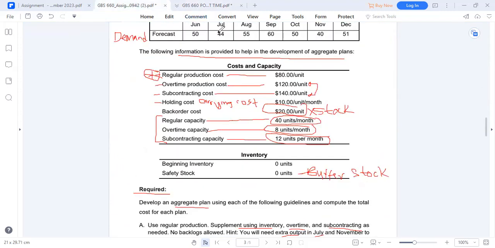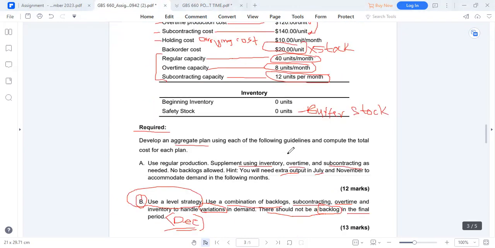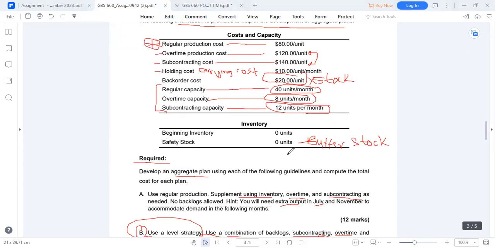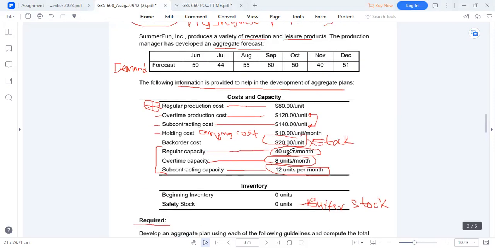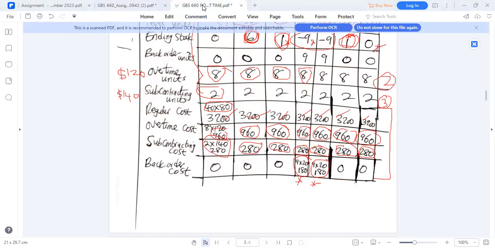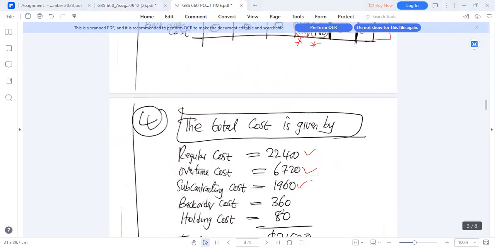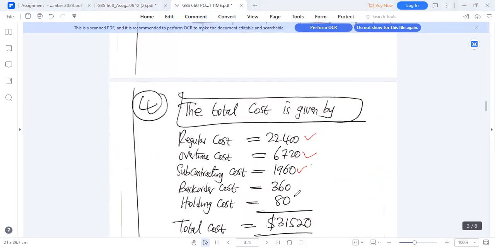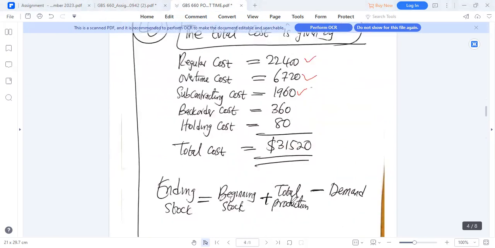Then we multiply those 8 units by 8 units per month. Of course, the holding cost per unit is $10. So 8 units in total by 8, and this is giving us 31,520.